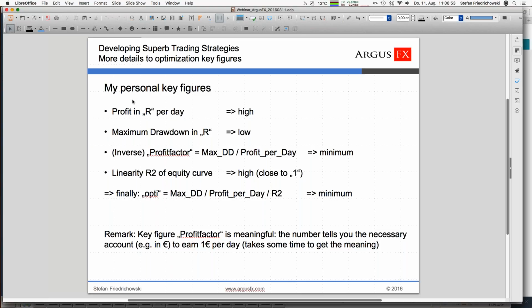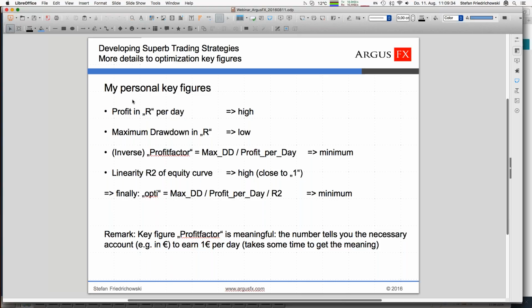That is a very important number, because you would feel that number in your account, seeing that it goes south, for example, and therefore it's quite easy. The maximum drawdown in the unit R should be low. So we have one number which should be high, another number which should be low. Therefore, it's quite easy to say what comes next, and that is a number I call in all my strategies the so-called profit factor.